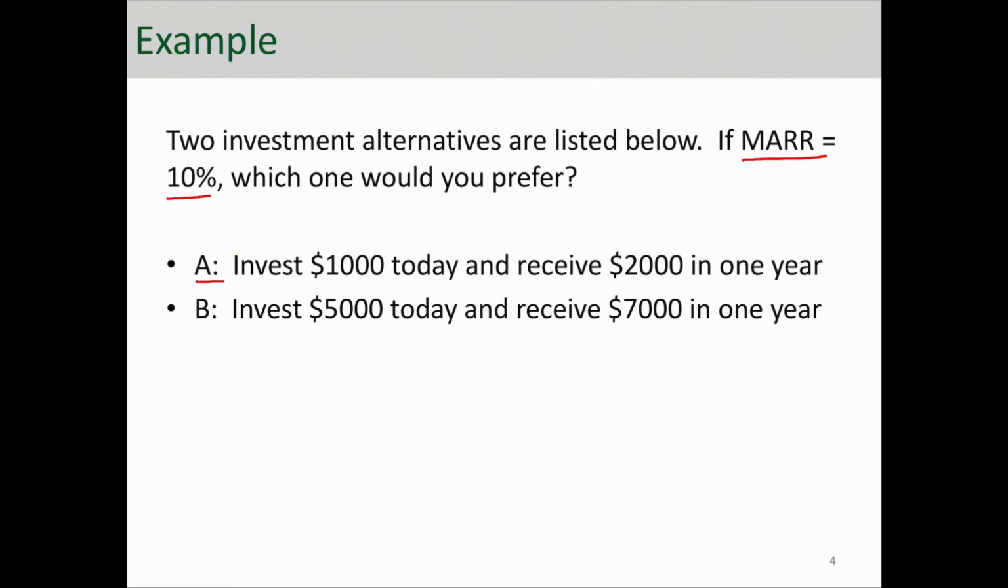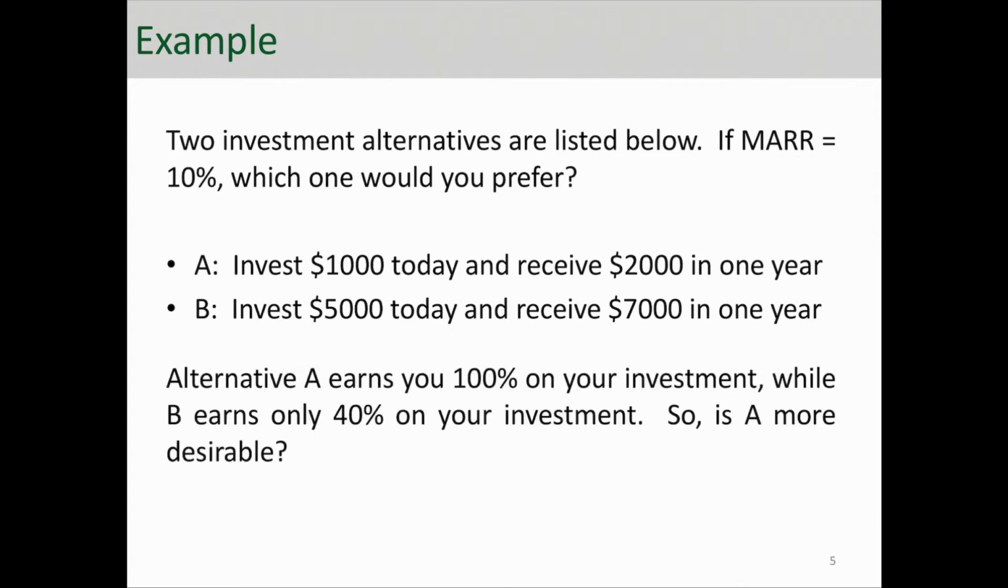Project A says, invest $1,000 today and receive $2,000 in 1 year. And Project B says, invest $5,000 today and receive $7,000 in 1 year. Here you can see that alternative A earns you 100% return on your investment, right? Your $1,000 becomes $2,000 in 1 year. That's 100% return. While alternative B earns only 40% on your investment, because you invested $5,000 and earned an additional $2,000. So $2,000 divided by $5,000, that's 40% return.